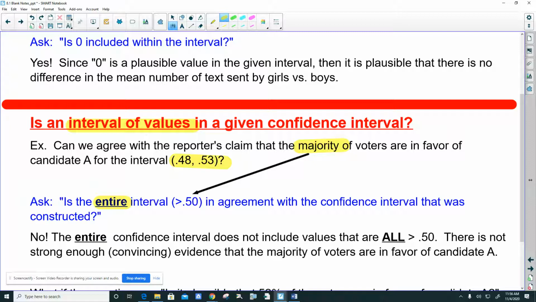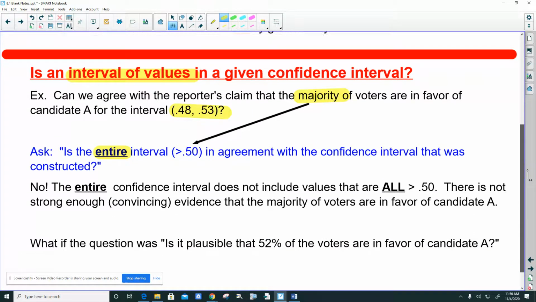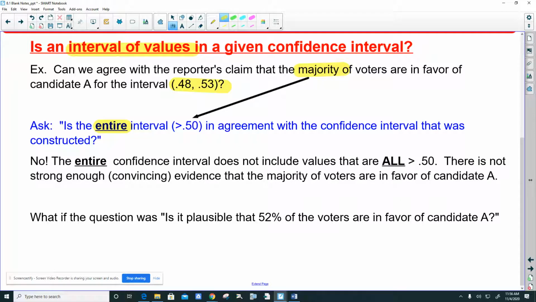So there's not strong enough evidence that the majority of the voters are in fact in favor of candidate A. Now, if the question was, is it plausible that 52% of the voters are in favor of candidate A? Well, now I'm not asking for an interval, I'm just asking for a single value. So I would look at the interval and say, since 52% is a plausible value in that interval, then yes, it's definitely plausible that 52% of the voters could be in favor of candidate A. There's a difference there between when they use the word majority and when they're just asking for a single value.